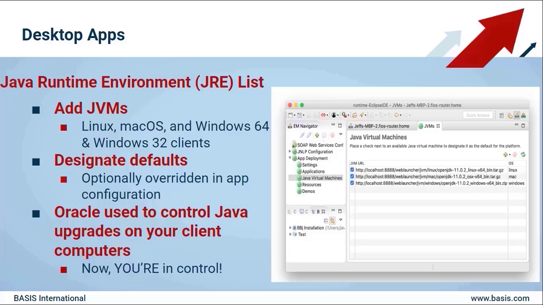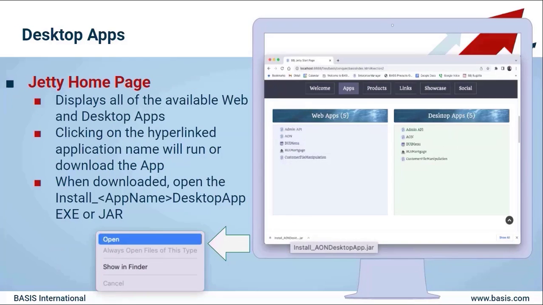This is the big benefit. Oracle used to control Java upgrades on your client computers. Now you are in control. And that used to be a problem before, because if it said, oh, hey, you have a new update for Java, and then they update Java and you haven't tested your application with that, who knows if it's still going to run, right? But now you can wait and test whatever JVM is supported by BBJ, and then you specify it in this list, and that is what the users are going to use, regardless of what other JRE or JDK may be installed on their machine.